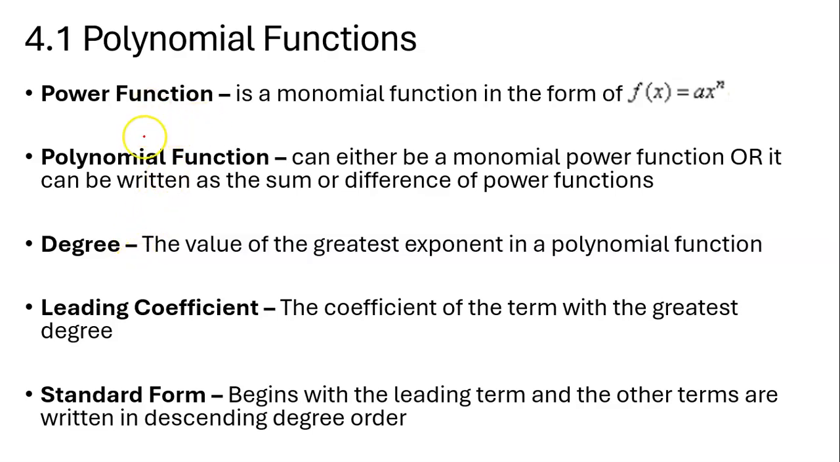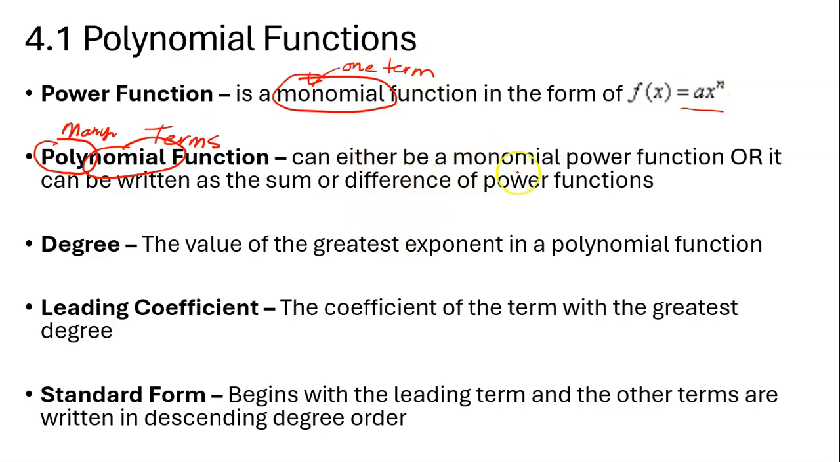Some of it we've seen before, such as a power function. We saw that in our last lesson. This is a monomial function, monomial meaning one term, in the form of this. It can be 3 times x squared, negative 2 times x to the fifth, whatever. That's a power function. A polynomial function, "poly" literally means many, and this is terms. So it has many terms.